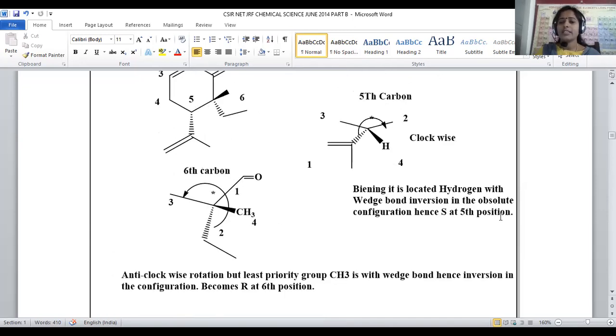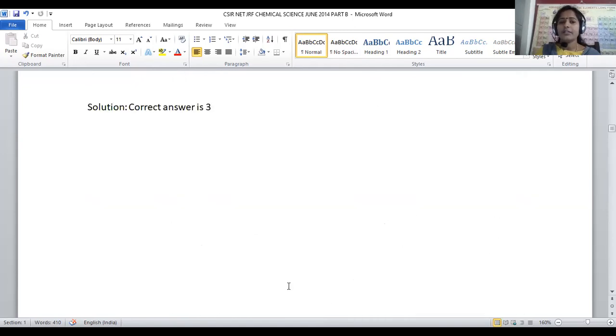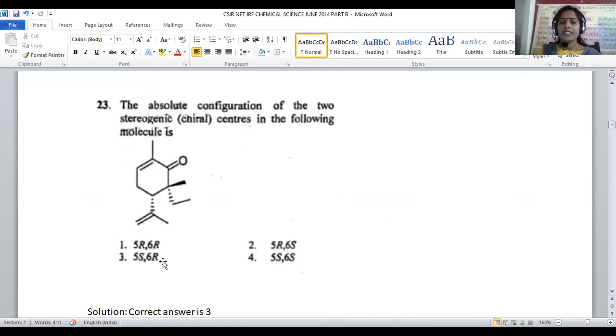So at the fifth position, S configuration is there. At the sixth position, R configuration is there. 5S, 6R is provided in option number 3. For question number 23, option number 3 is the correct answer. This is in accordance with Cahn-Ingold-Prelog rules, and absolute configuration denotes RS configuration, right? So purely it is applicable to chiral carbons containing optically active compounds, right? So for question number 23, option number 3 is the correct answer.